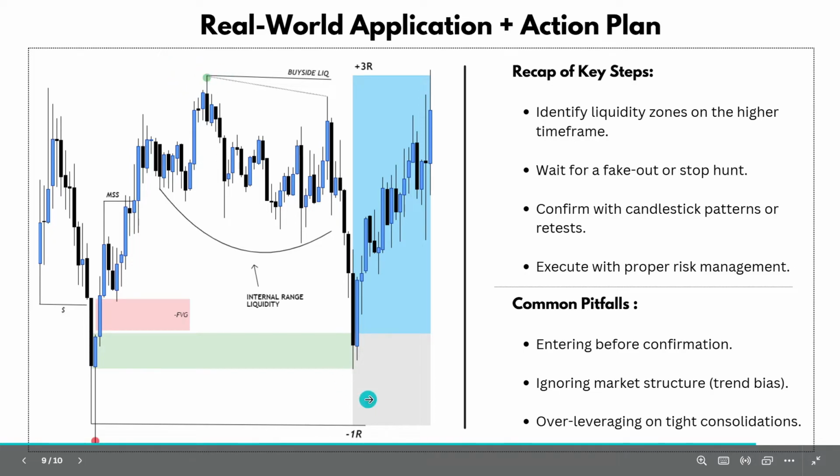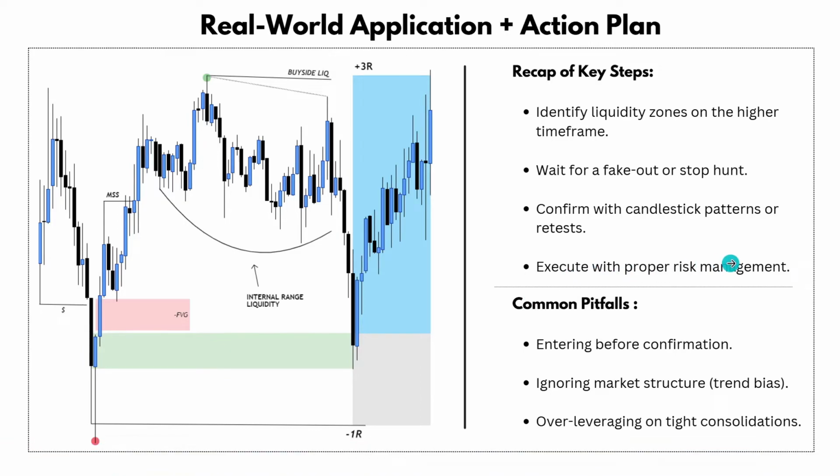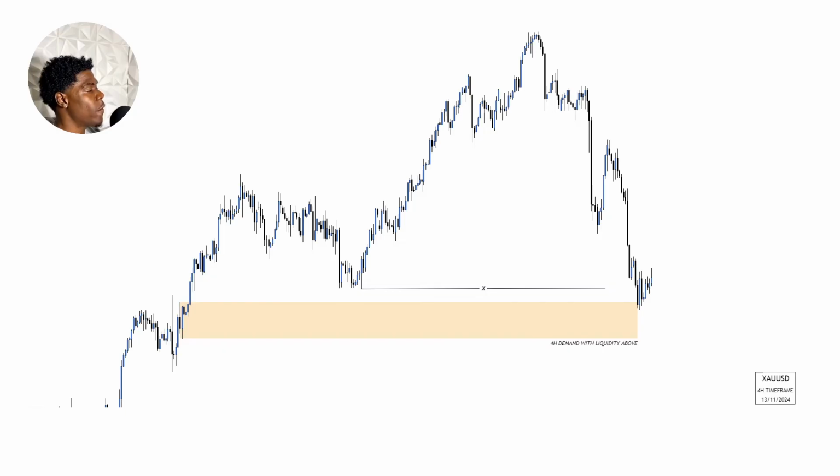So we're risking 1R to make 3R. We're executing with proper risk management. Now let's hop on the live charts to see a top-down analysis on how we may use liquidity to become extremely [precise] for our time frames.